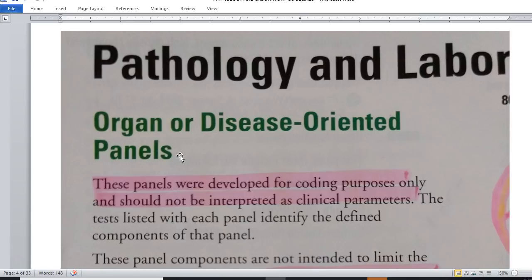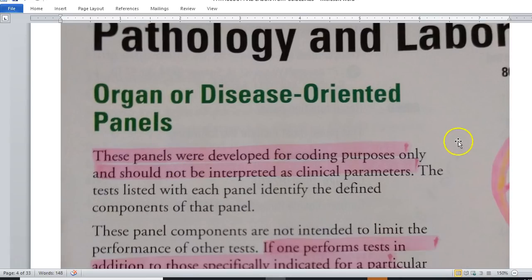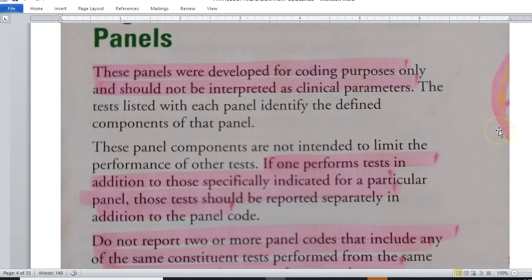But the first thing we're going to see is these organ or disease-oriented panels. So the first thing that we want to keep in mind is, what do we use these for? As it tells us, these panels were developed for coding purposes only and should not be interpreted as clinical parameters. The tests listed with each panel identify the defined components of that panel. So in a couple sections where we have panels, underneath the explanation of the panel, it will list what we're looking for in each panel. Now, again, these are for coding purposes only, meaning the doctors can use these or not use them.